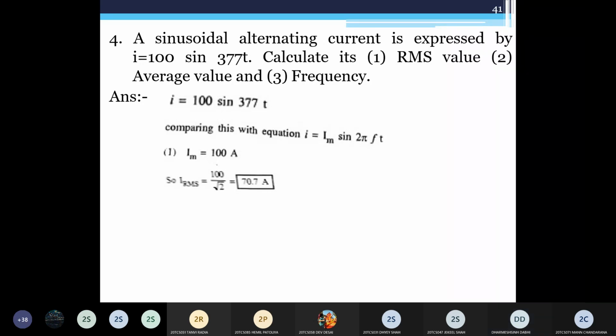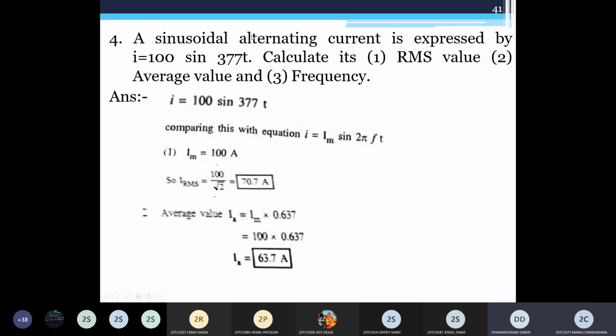So the equation is 100 sine 377 t. Im is given, maximum value is 100. As we know the relation between RMS and maximum, RMS is maximum divided by root 2. So you get 70.7. Now average value? 63.7. Yes, 63.7 ampere, which is 2 Im by pi. Frequency is 60 hertz.